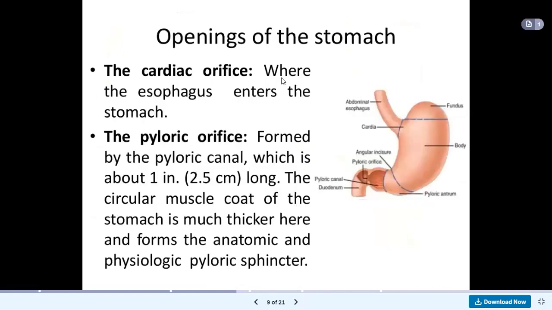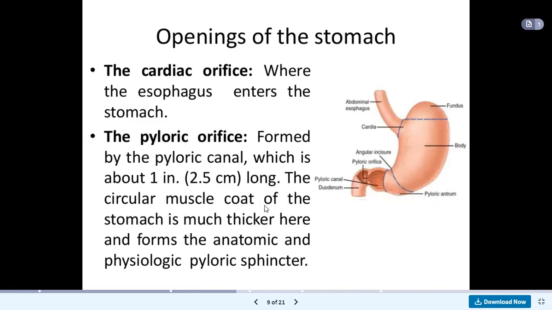So the openings of the stomach. We have the cardiac orifice, which we said is where the esophagus enters the stomach here. And then we have the pyloric orifice, which is formed by the pyloric canal, which is about 1 to 2.5 centimeters long, or 1 inch to 2.5 centimeters long.